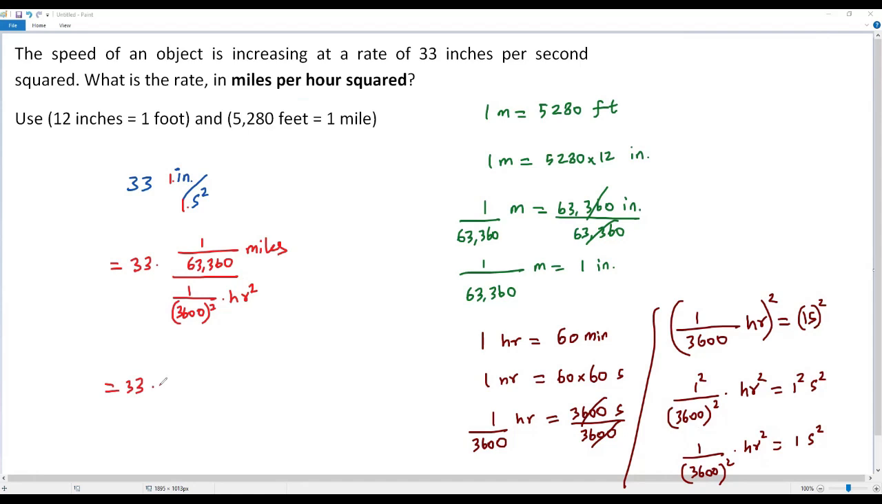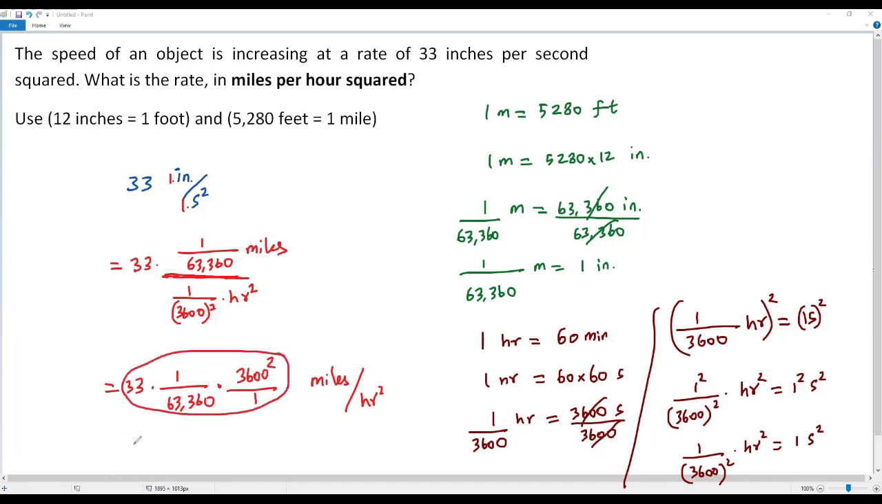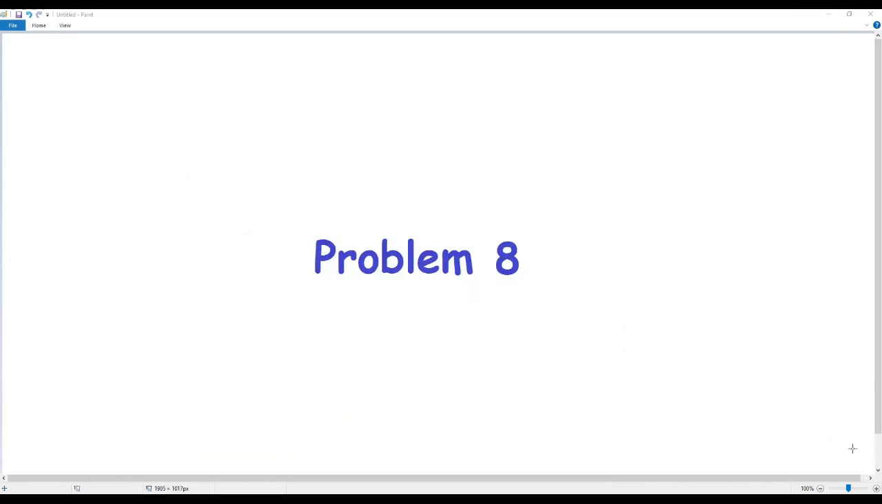33 times, we can take this fraction as it is. That is 1 over 63,360. And we can change the division over here as multiplication. Let's get the reciprocal for this one. Then I'm getting 3,600 squared by 1, and we can write this stuff as it is. That is miles per r squared. Here I got the rate in miles per r squared. We can evaluate the value of this expression using a calculator. When I do so, I am getting 6,750 miles per r squared.